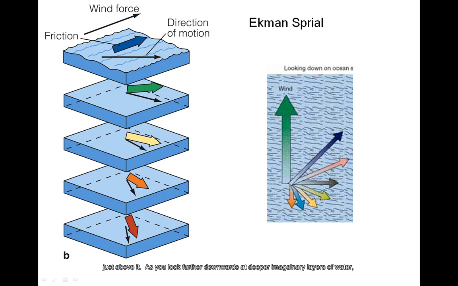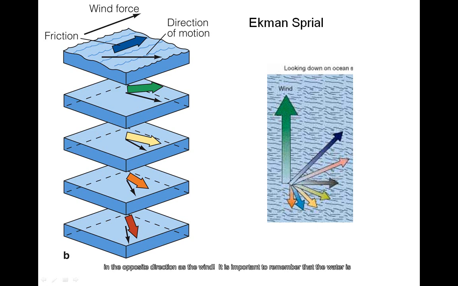Now, as you look further downwards at deeper little imaginary layers of water, they are also dragged along by friction. But the deeper down you go, the slower the currents move and the further they've been deflected to the right. And in fact, by the time you get down to the bottom of the mixed layer, about 100 meters deep, the water is actually moving in the opposite direction of the wind.